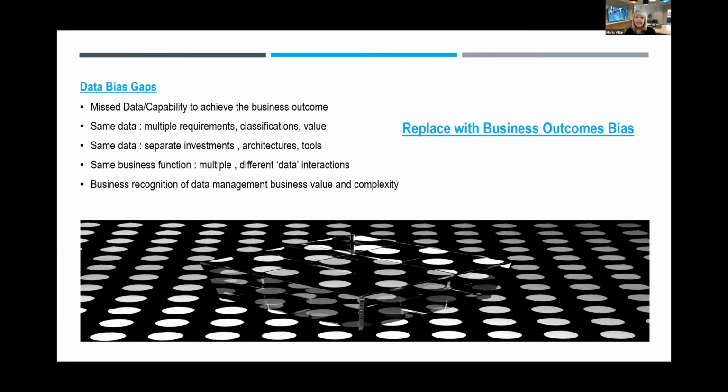So again, the other confusion that I see is that if you only have one bias in your strategy, it could miss some important capabilities. And that would then again lead to some business frustration with the data program. So let me give you an example. Let's say your CFO, their business outcome that's very important to them is they want to improve working capital.